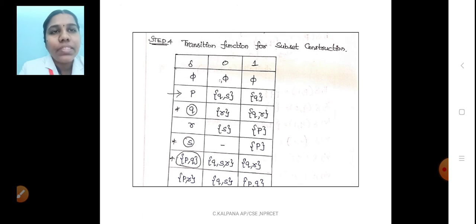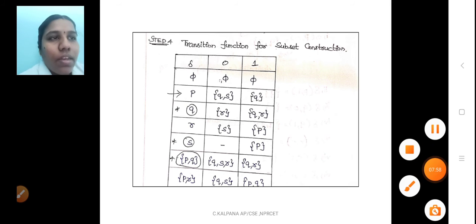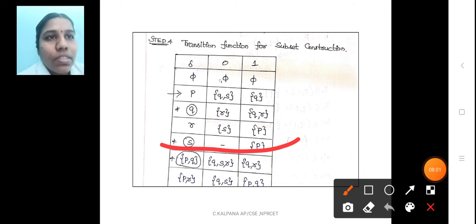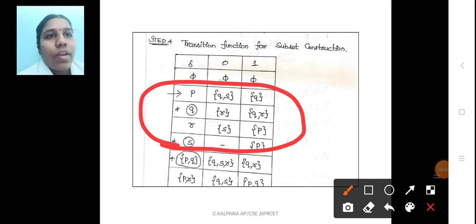So in the transition table, the initial state is phi. I marked phi has no input, so I marked phi for 0 and 1 also. Then PQRS. So take the question again. In the question we are already given this. This is the question part. So write whatever is given in the question here, and then you combine this set.